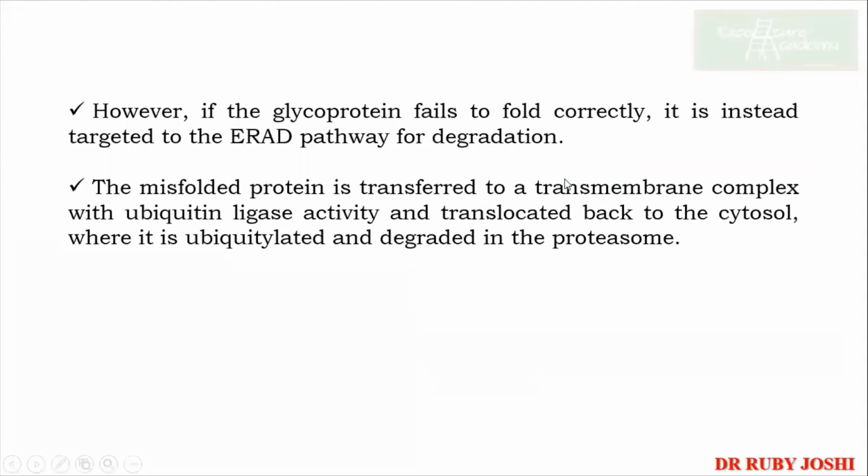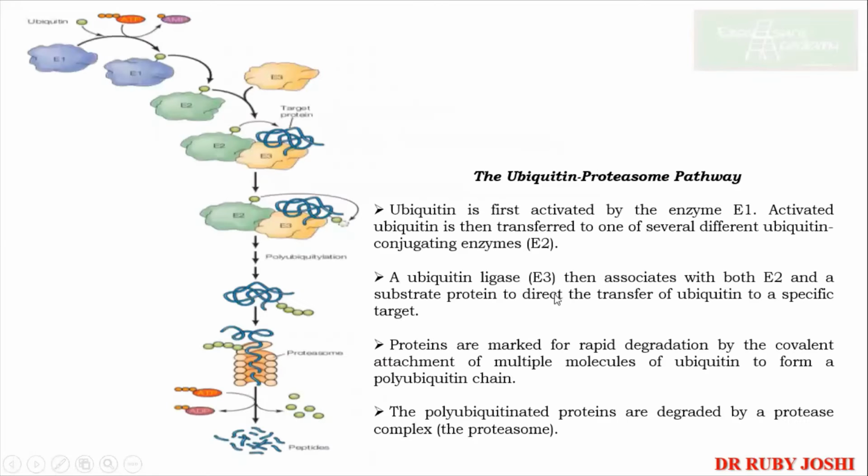However, if the glycoprotein fails to fold, it is instead targeted to the ERAD pathway, and the misfolded protein is transferred to the transmembrane complex with the ubiquitin ligase, translocated back to the cytosol where it gets degraded in the proteasome. We have already discussed how the proteasome helps in degradation.